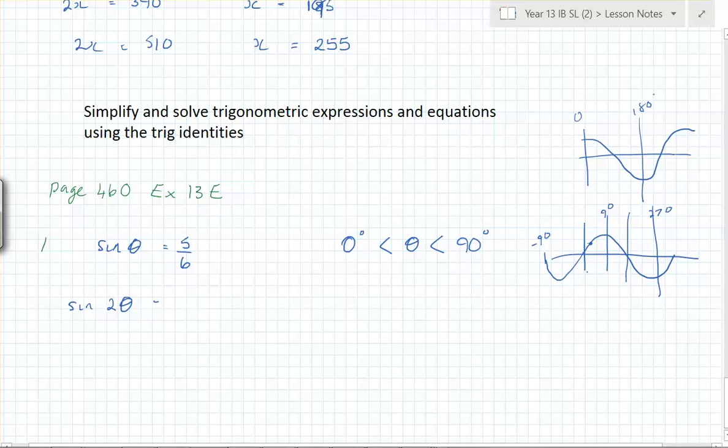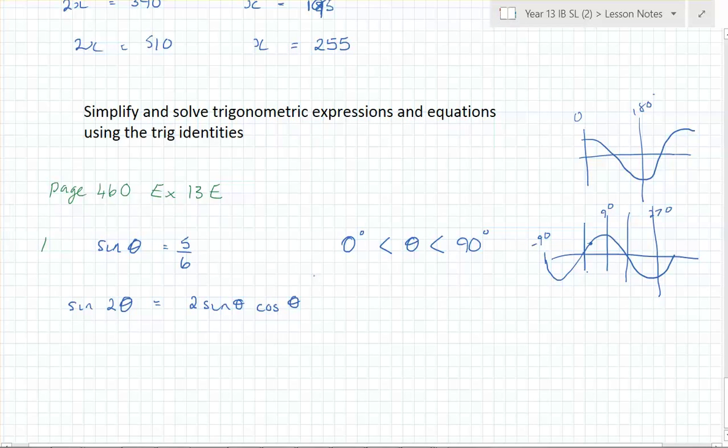So sine 2 theta could be rewritten as 2 sine theta cos theta. Yeah, that's one of them. So to know this, well, I know sine theta. I've just got to work out cos theta.